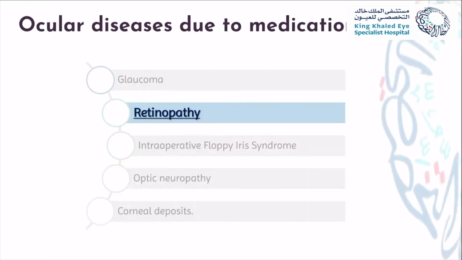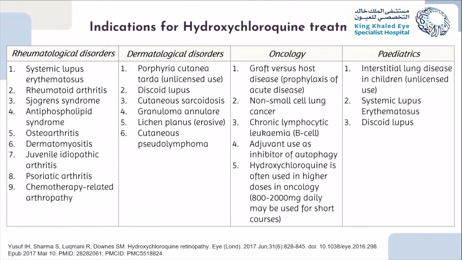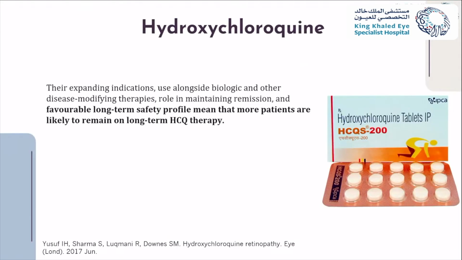Let's go to the next disease, which is retinopathy. I will focus on hydroxychloroquine. Hydroxychloroquine has multiple indications. We are using hydroxychloroquine for rheumatological diseases such as systemic lupus erythematosus and rheumatoid arthritis. Also, there are dermatological disorders, oncology, and pediatric patients. So we will use hydroxychloroquine for many indications and diseases. That's why it's important to know about hydroxychloroquine.